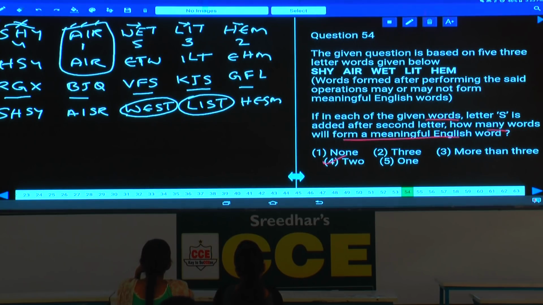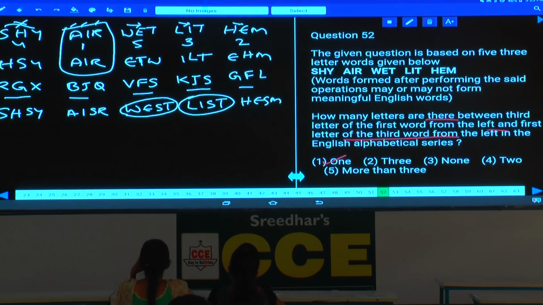Done with this? Now question number 52. Forget this one. Now 52, how many letters are there between the third letter of the first word from the left and the first letter of the third word from the left? What is the third letter of the first word here? Y. First letter of the third word is W. Now how many letters are there in between W and Y? There is only one letter, that is X.